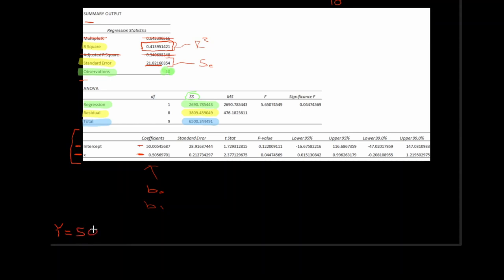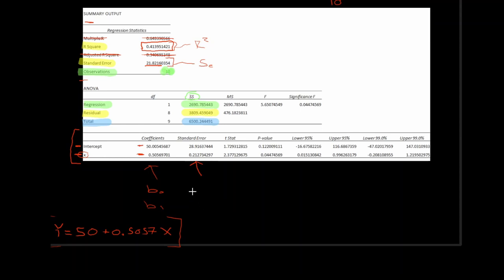So B0 is 50.00. Yeah, you know what? We're just going to go 50. 50 plus our slope coefficient, that is the coefficient on our x variable, that's 0.5057. And then x. So, hey, just from that, we've been able to pull out our regression line. Great. Carrying on down the table, what do we have next?